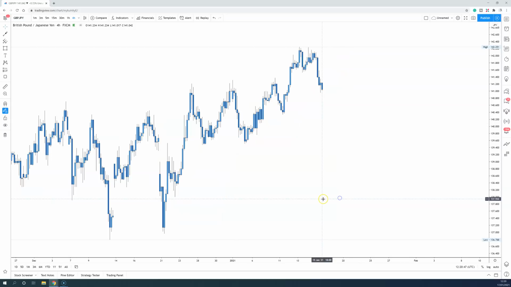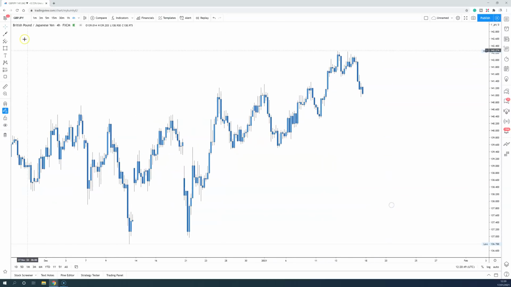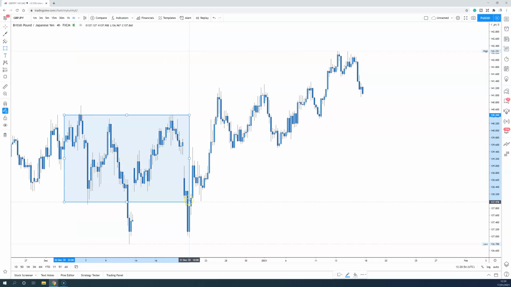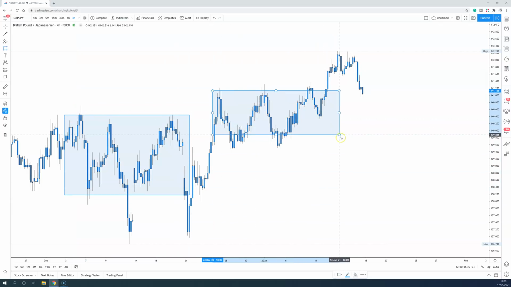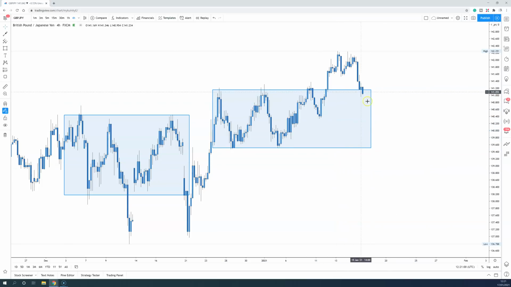Pound JPY, we can clearly see that the structure of this market has been pushed into the upside. We were in a consolidation, which you probably can see here. We had a sideways moving market, then we had another sideways moving market. We have broken out of this structure, meaning that most traders will be looking for a retest of this level.